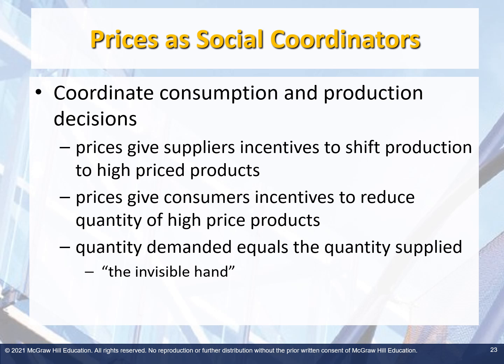Prices play a crucial role in coordinating consumption and production decisions. They give suppliers incentives to shift production to high-priced products and give consumers incentives to reduce the quantity of high-priced products that they buy. This dynamic ensures that the quantity demanded equals the quantity supplied, often referred to as the invisible hand of the market. For example, if the price of coffee rises, farmers might plant more coffee trees, and consumers might buy less coffee, or they might switch to tea.